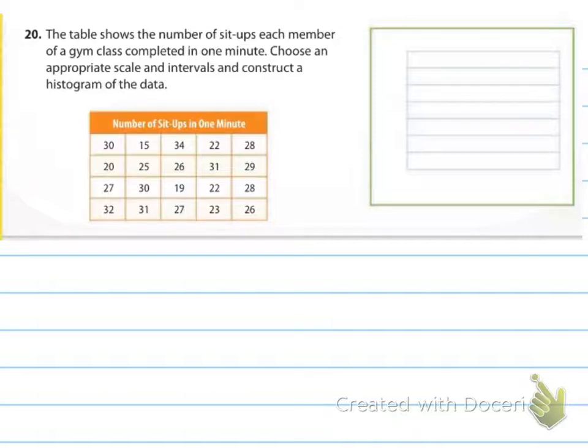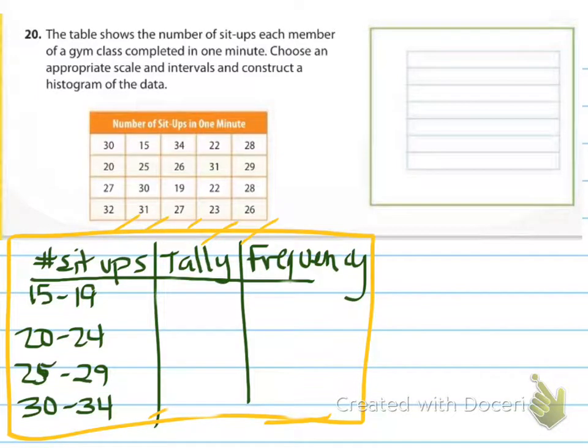So this is my table that I'm going to use. I've got my sit-ups, my tallies, and my frequency columns. And then I've got the intervals that I chose. Because I found that my smallest number was 15 and my largest number was 34, I set these up so that there were 5 in each grouping. So it's 15 to 19, 20 to 24, 25 to 29, 30 to 34, and that gave me enough of the grouping.